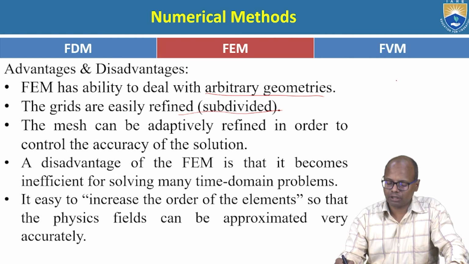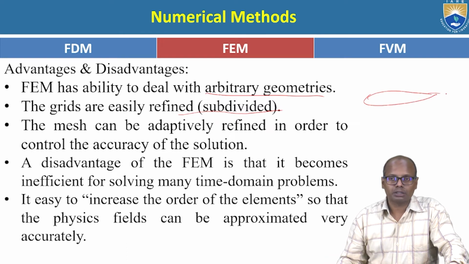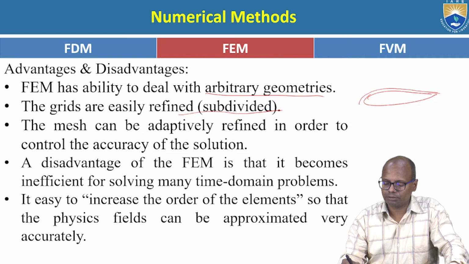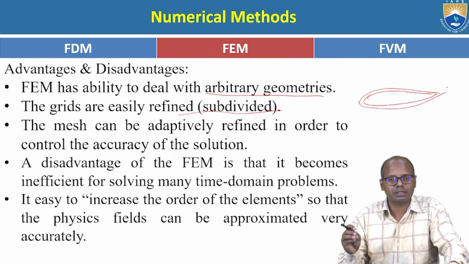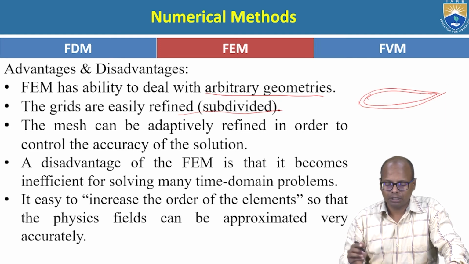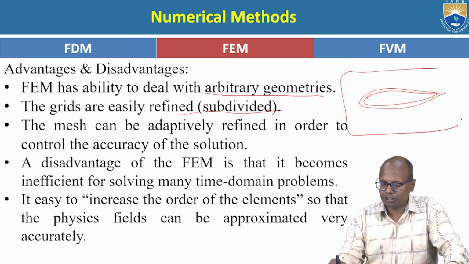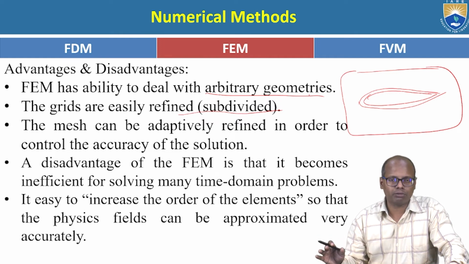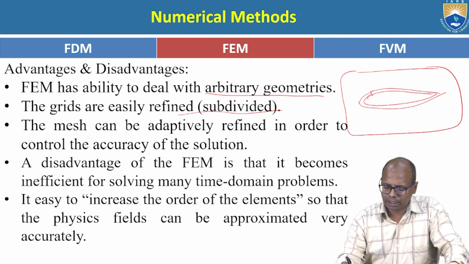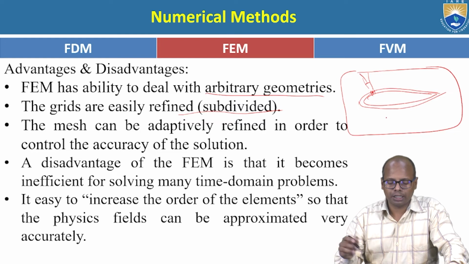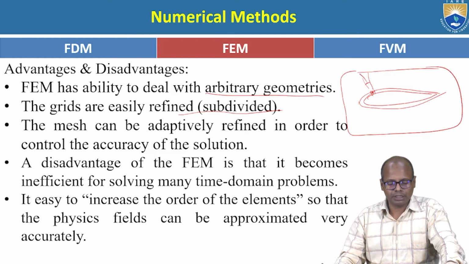So the grids can easily be refined or subdivided. Suppose I want a refinement around the aerofoil. I am interested in the boundary layer, what happens inside the boundary layer, I want to study. If I want to refine the entire grid and make it small, it will be a laborious process. I mean, the calculations will be laborious. So what I can do is use a finer grid at this point and a coarser grid at this point, and use this finite element analysis very easily.